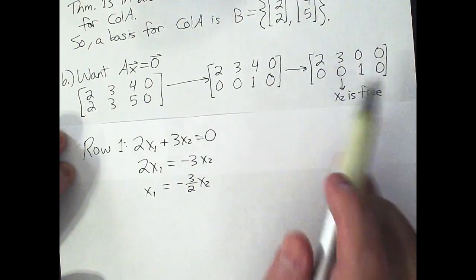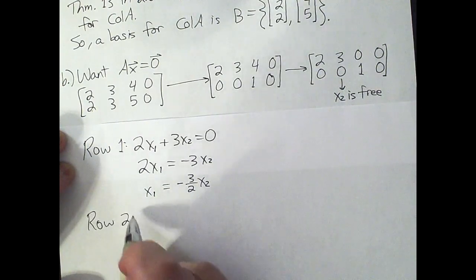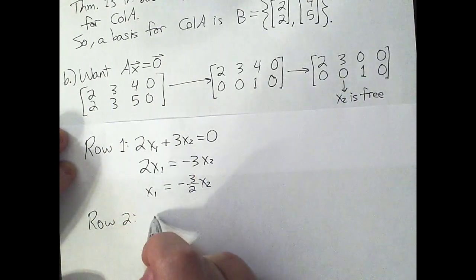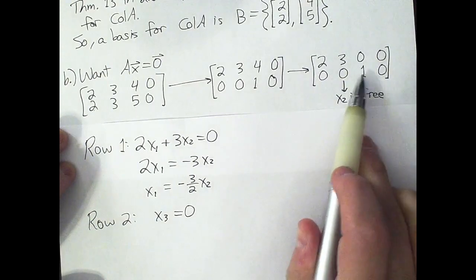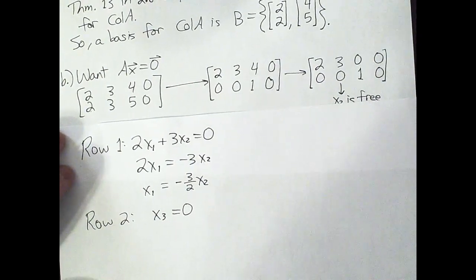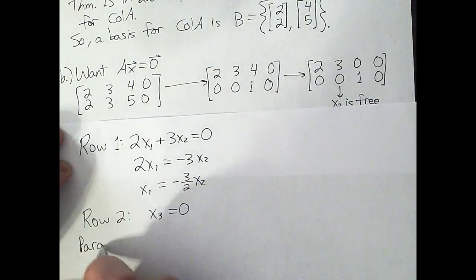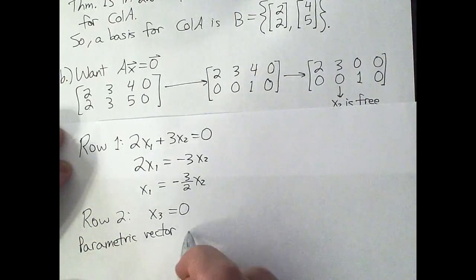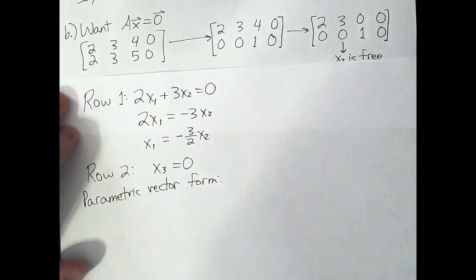That's row 1. What does row 2 tell us? It's only 2 rows. I guess you could have done these in either order. What does row 2 tell us? It says x3 equals 0. That's okay. x3 can be 0. So I think we could describe the solution set in parametric vector form, because I think that's going to help us. Describing the set in that way is going to help us do what we need here.